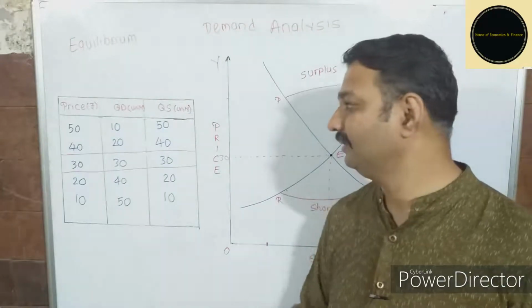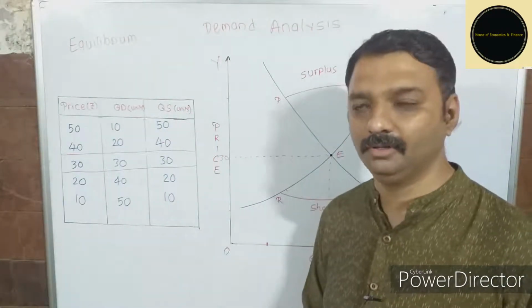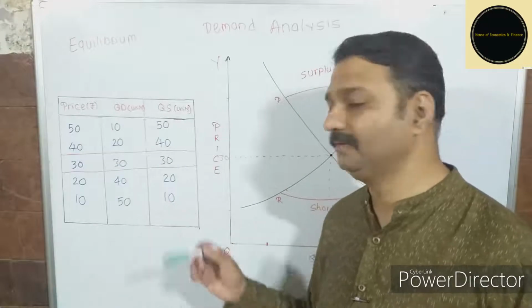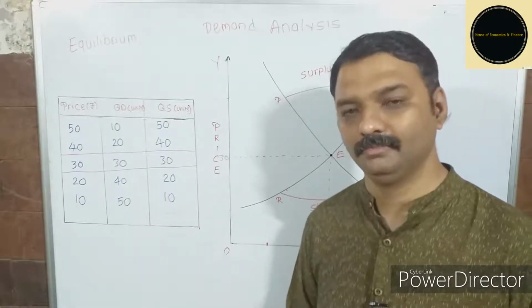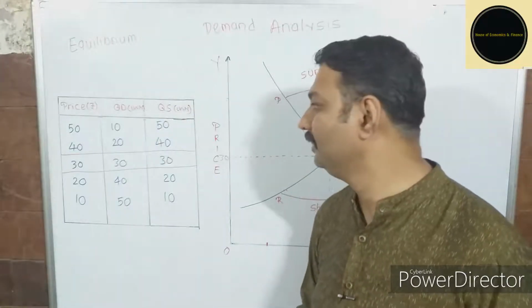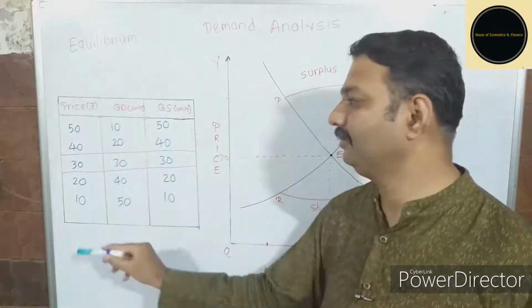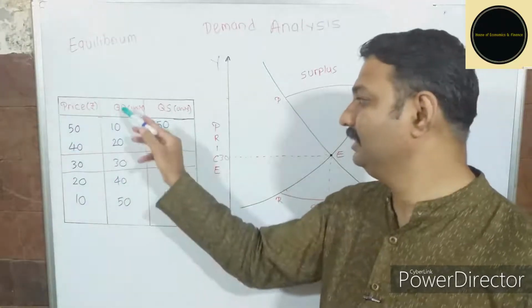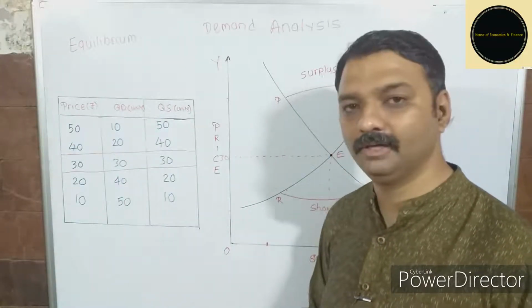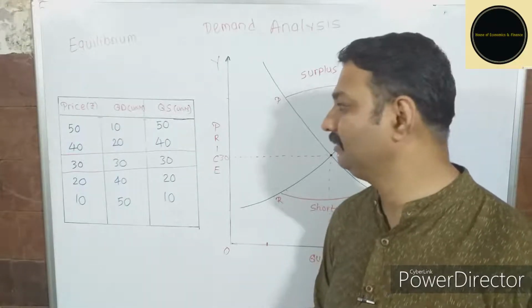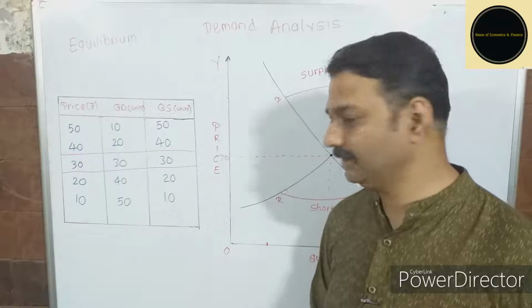Just as an example, I have taken a hypothetical example, with a demand schedule and a supply schedule. If you look at this example, in the first column I have price, in the second column I have written the corresponding quantity demanded, and in the third column I have written quantity supplied.